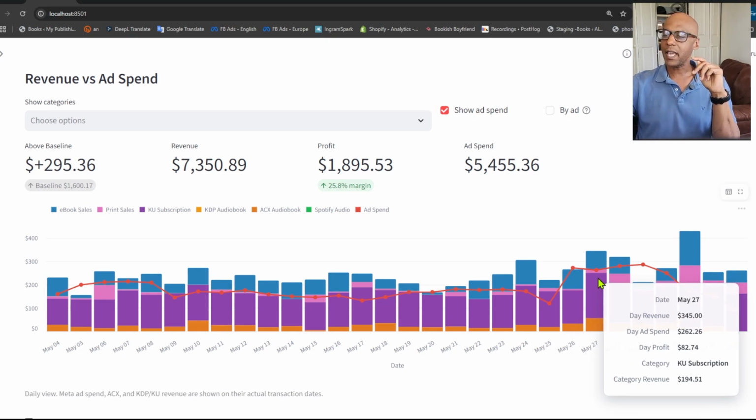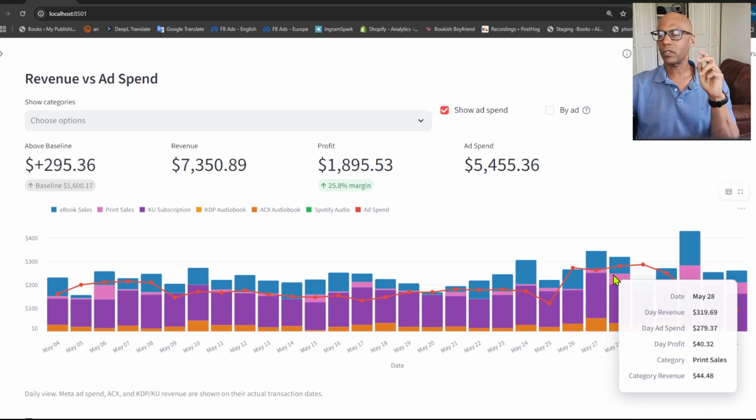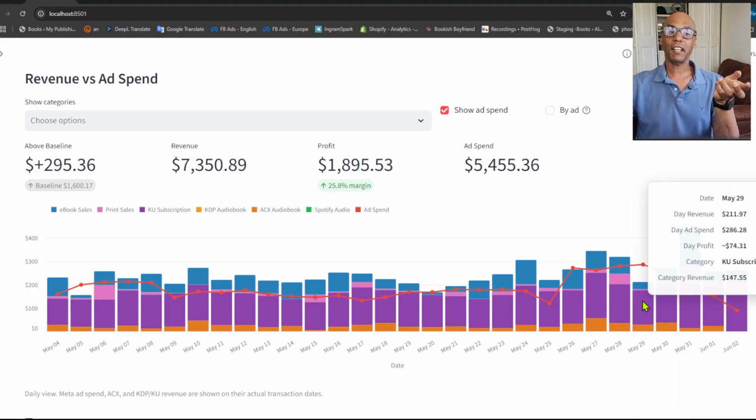The next day, I didn't make money. It was $82 in profit. The next day was $40 in profit. This was a big loss of $74 in profit.